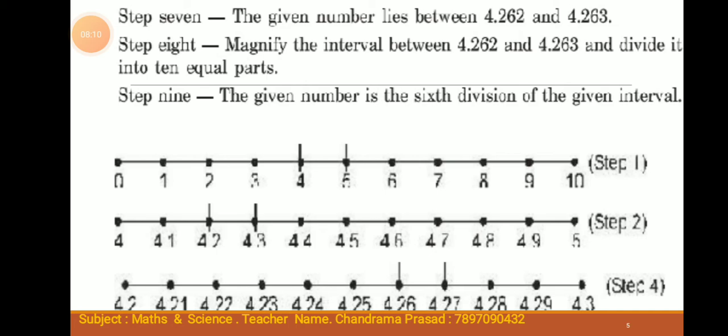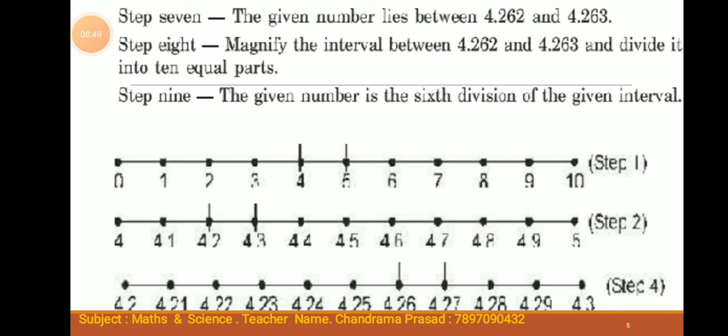Step 7. The given number lies between 4.262 and 4.263. Step 8. Magnify the interval between 4.262 and 4.263 and divide it into 10 equal parts. Step 9. The given number is the sixth division of the given interval.